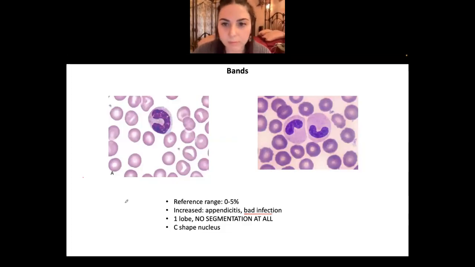They're normal up until about 5%. Like I said, don't really focus on the reference ranges, but you can have them in your blood smear, but you don't want the entire thing to be bands and no segs. That's usually a sign something's wrong.